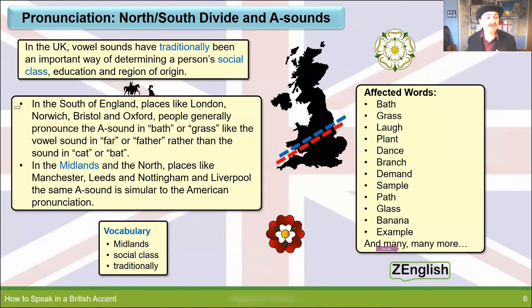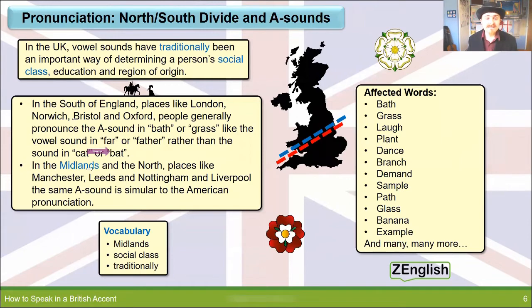In the south of England, places like London, Norwich, Bristol, and Oxford, notice how I pronounce those names. In places like this, people generally pronounce the A sound in bath or grass like the vowel in far or father, rather than the sound in cat or bat. So you'll notice it's very, very different.